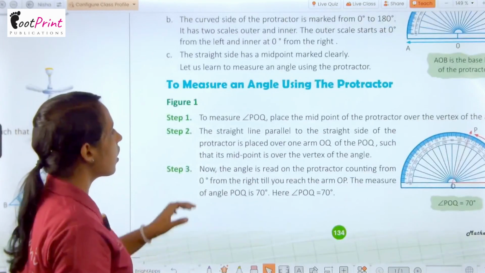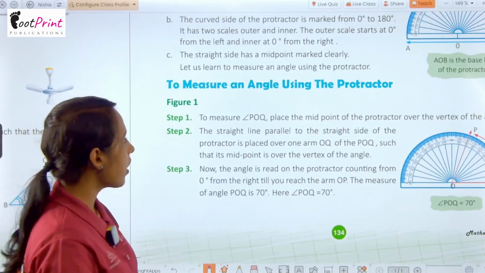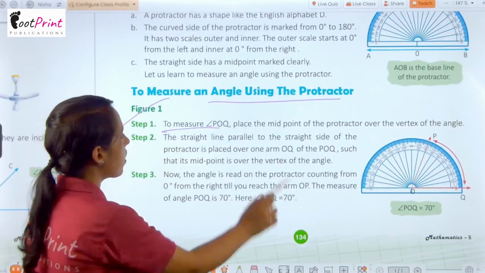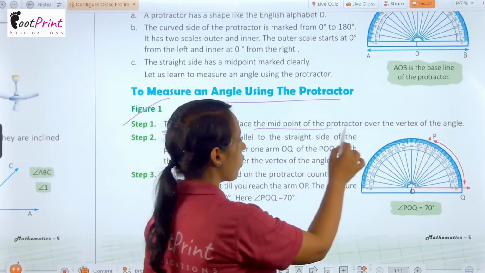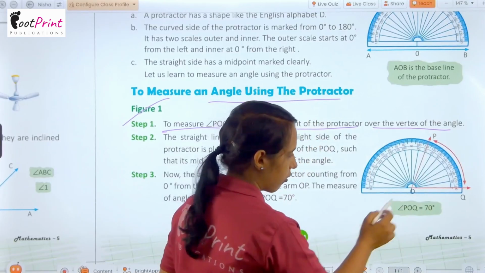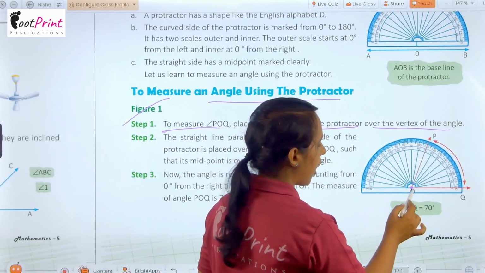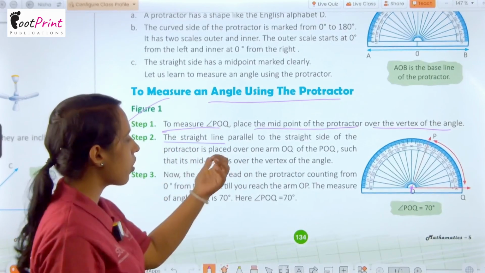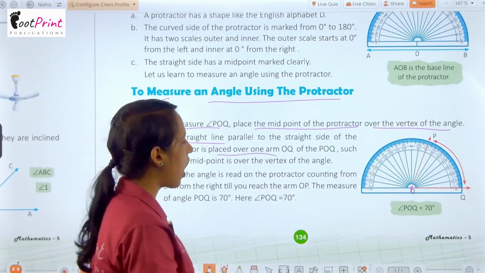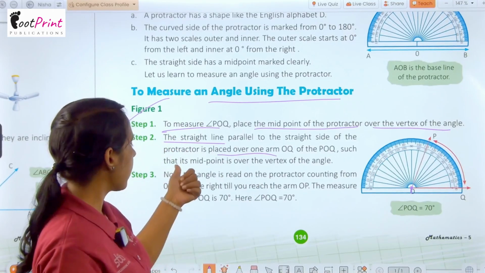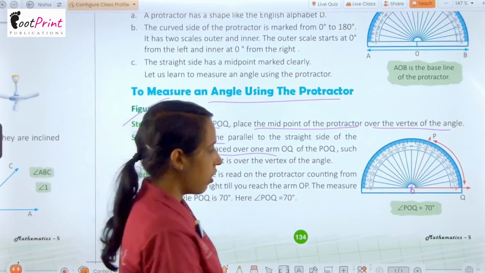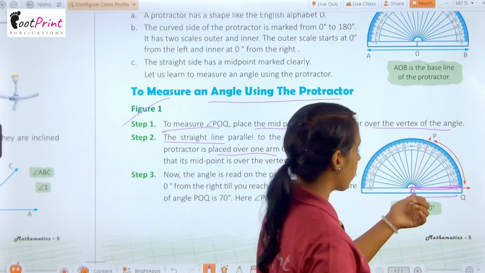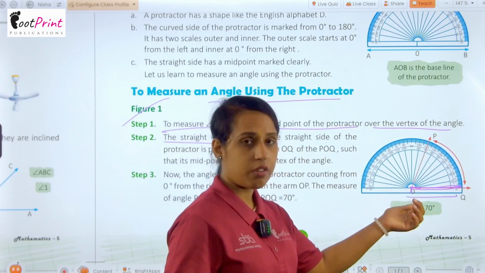So to measure an angle using the protractor, how do we measure it? First one is to measure angle POQ. Place the midpoint of the protractor over the vertex of the angle. So here we have the vertex of the angle and here we put the midpoint of the protractor. Then the straight line parallel to the straight side of the protractor is placed over one arm OQ of the angle POQ such that its midpoint is over the vertex of the angle. So we put the protractor on the arm OQ of the angle and the midpoint is on the vertex.